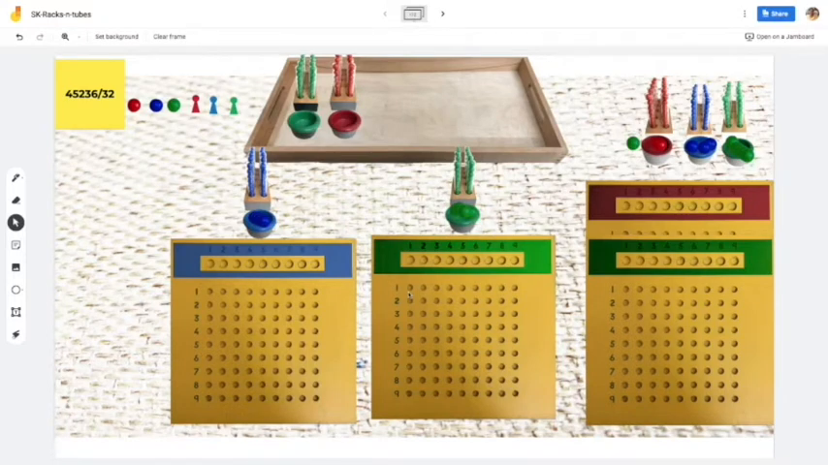Oh, we need to keep the skittles on the division board. Let us do that. We have 32 as the divisor, so we need to keep 2 unit skittles and 3 skittles of 10.